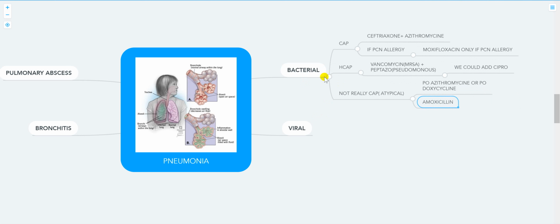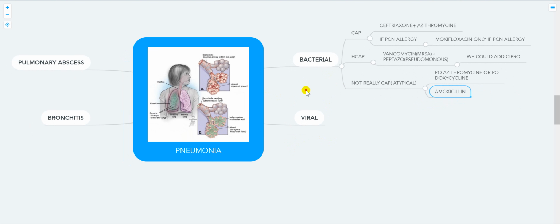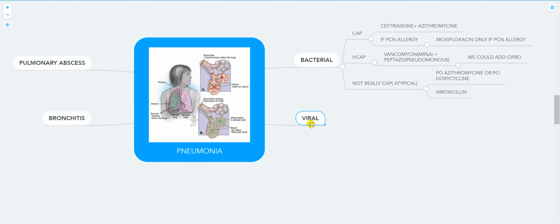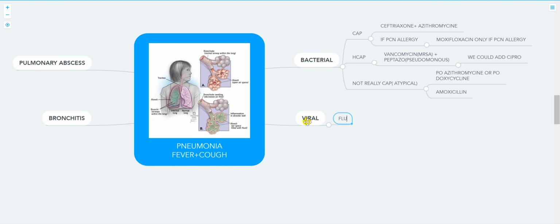The other thing is, for a viral pneumonia, what do we expect usually? Viral could be a flu. How does it present? Usually fever and a cough. Fever plus cough, that's the typical presentation. For viral, it could be caused by a flu, associated with fever, myalgia. It could cause encephalopathy. Or it could be caused by COVID-19.